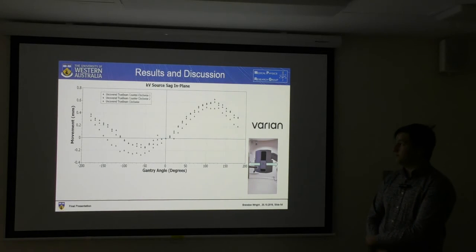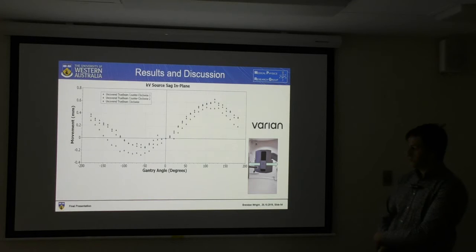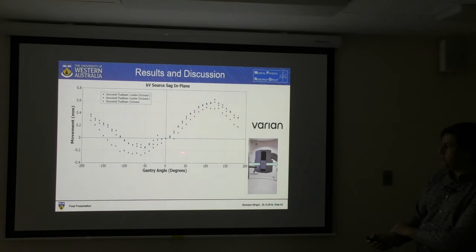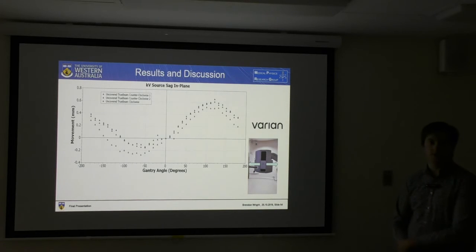Once again, this pattern also appears in the source sag in the in-plane direction, with a noticeable discontinuity at about gantry 0, suggesting that there is a mechanical instability at gantry 0 causing this noticeable difference between the source sag in the clockwise and counterclockwise directions.